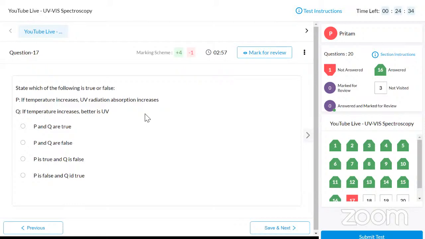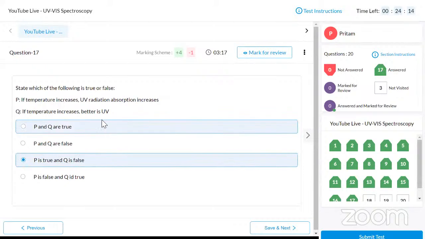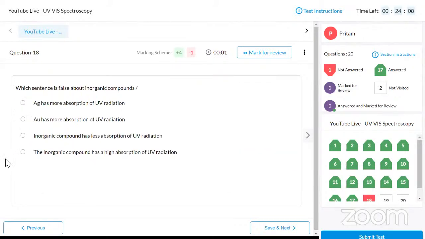So your answer is: P is true. That means if temperature increases, UV radiation absorption increases. Meaning, if temperature increases, a bathochromic shift will occur, but if temperature increases, UV analysis will not be better. So your answer is option C, which is: P statement is true and Q is false, because an increase in temperature, even if it is leading to an increase in absorption, will never lead to a better UV analysis. Moving on to the next, which sentence is false about inorganic compounds?